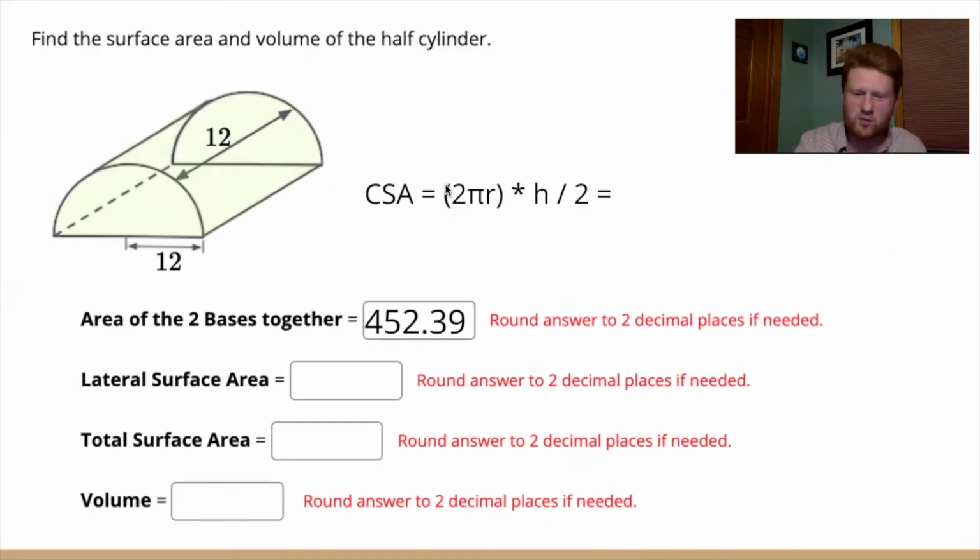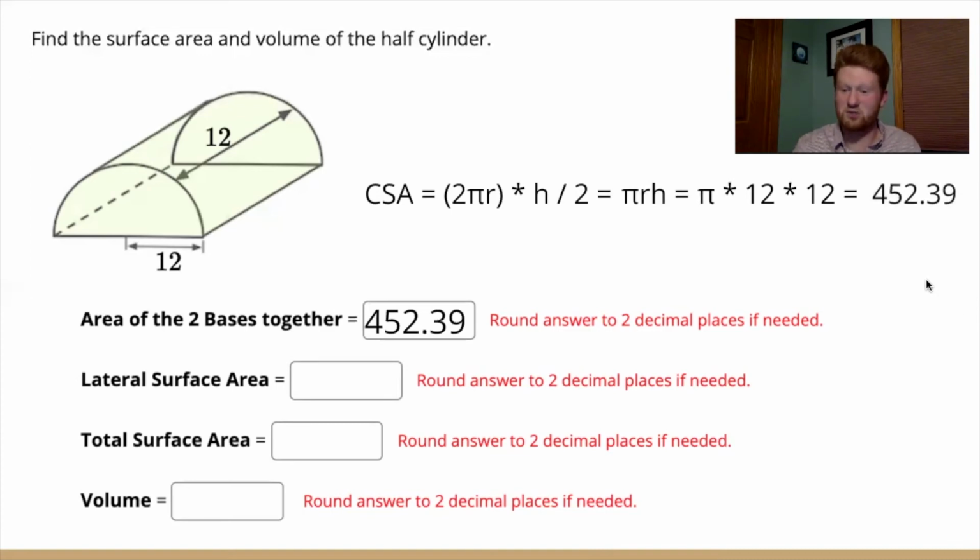But you'll notice we have times 2 over here and divided by 2. So those can cancel out. And for this problem, that curved surface can just be pi r h, which is pi times 12 times 12. When you do these problems, you're likely not going to get 12 and 12, or the same number. But here, 12 is the radius and 12 is the height. And that gets a total of 452.39.